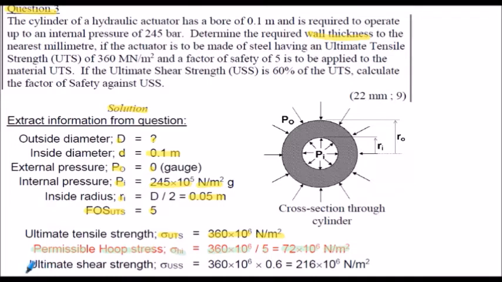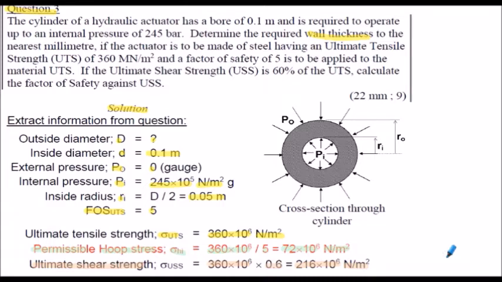The question also wants us to calculate the factor of safety against the ultimate shear strength. And we're told in the question the ultimate shear strength is 60% of the ultimate tensile strength. So that's a typical value. So the ultimate shear strength is 216 times 10 to the 6 newtons per meter squared. We'll need that later on.